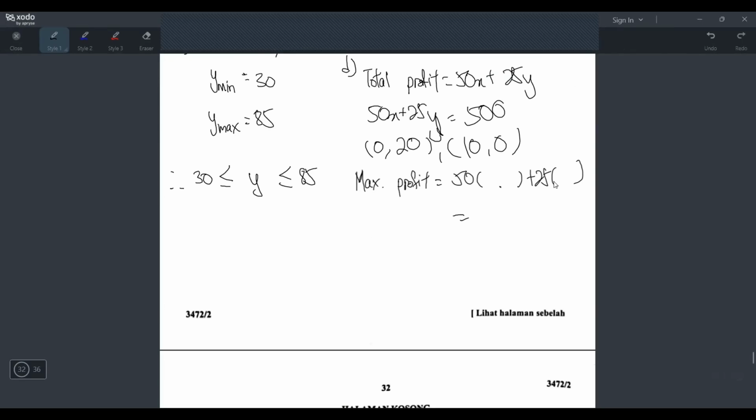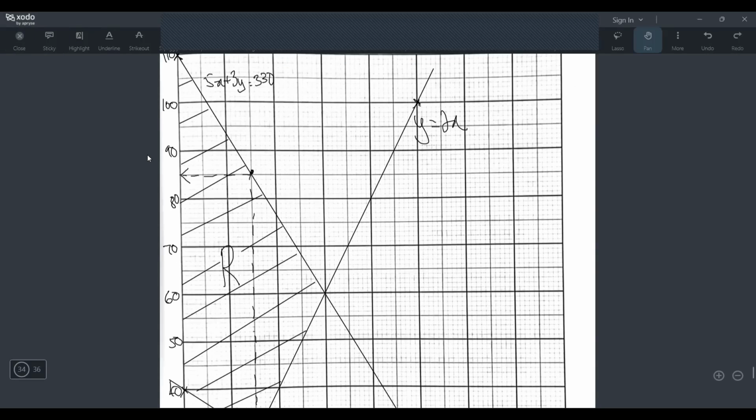But the x and y, you have to replace with what, you know? You have to look at your graph paper and remember this: jawapan mesti berada di bucu. The answer will always be at the corner of the shaded region. What is the corner? It means the vertices.